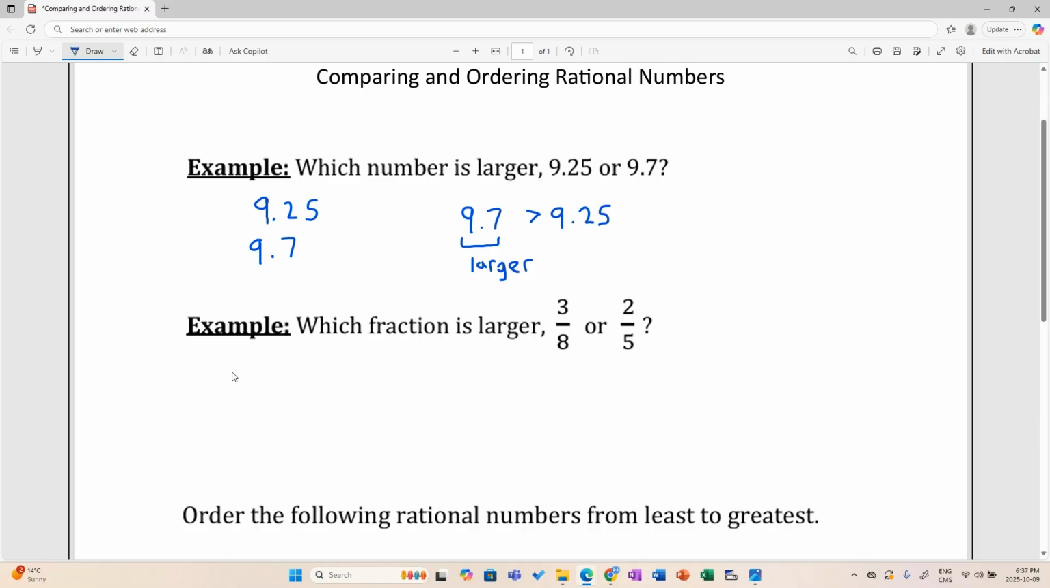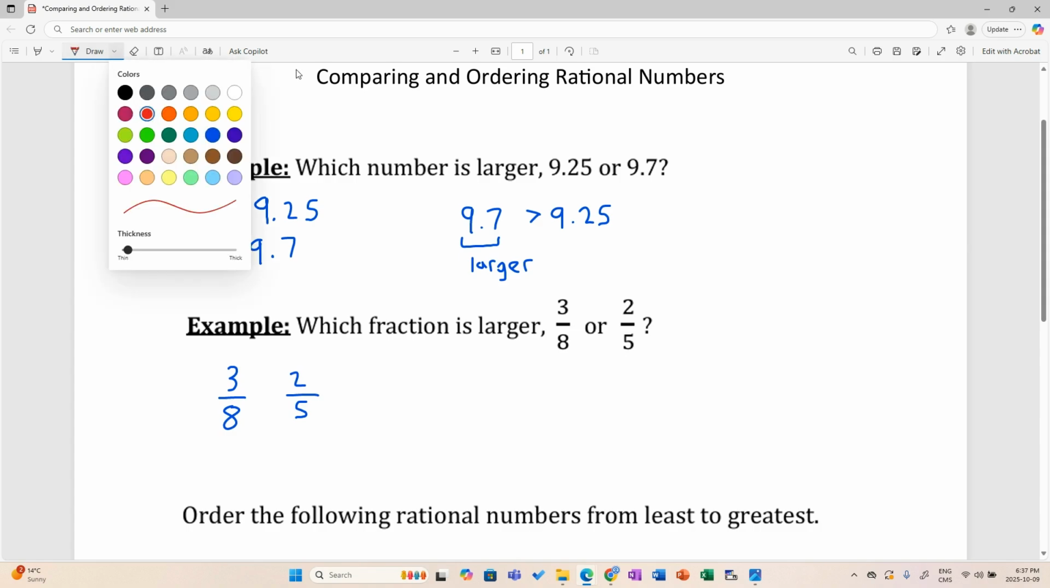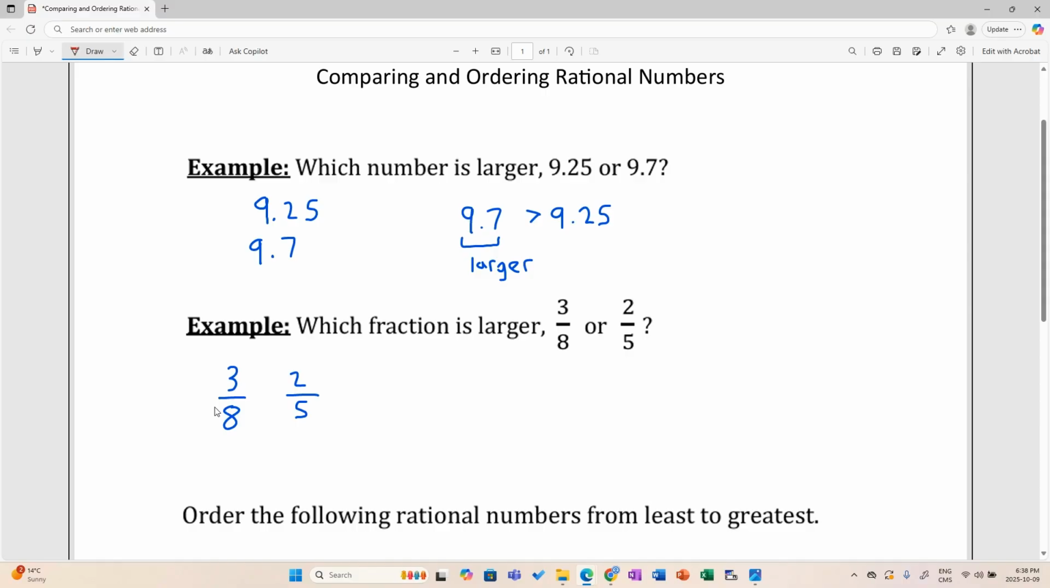Okay, now for the second example, it asked us which fraction is larger, 3 over 8 or 2 over 5. To compare fractions, I'm simply going to use the butterfly method. For me, it's a bit faster than finding a common denominator. So all I do is I draw a cross across from these numbers here, okay?